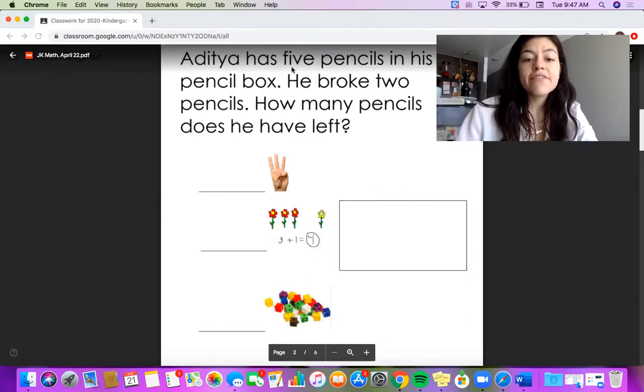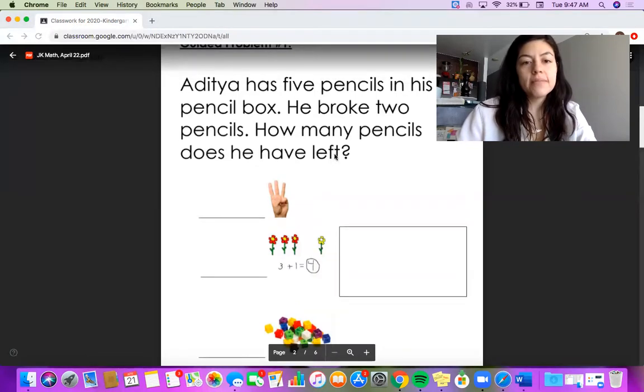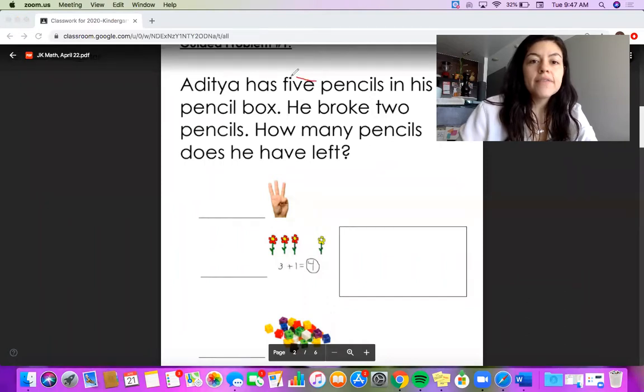Aditya has 5 pencils in his pencil box. He broke 2 pencils. How many pencils does he have now? All right, let's read it for a second time. And this time we are going to circle all the important numbers. Aditya has 5 pencils in his pencil box. He broke 2 pencils. How many pencils does he have left?